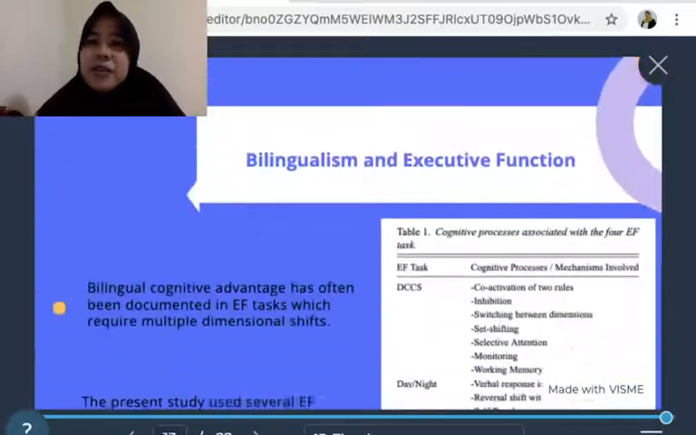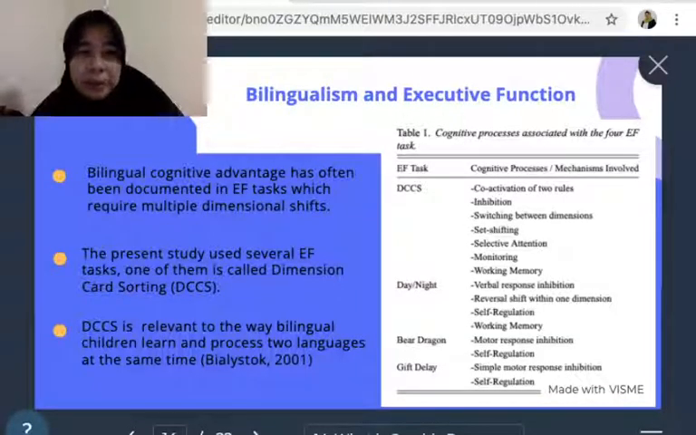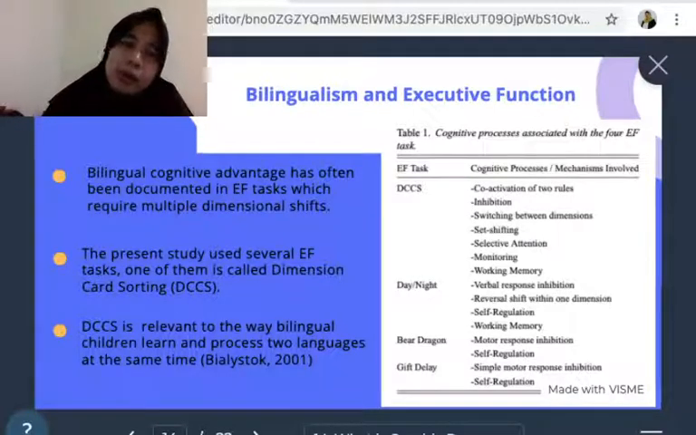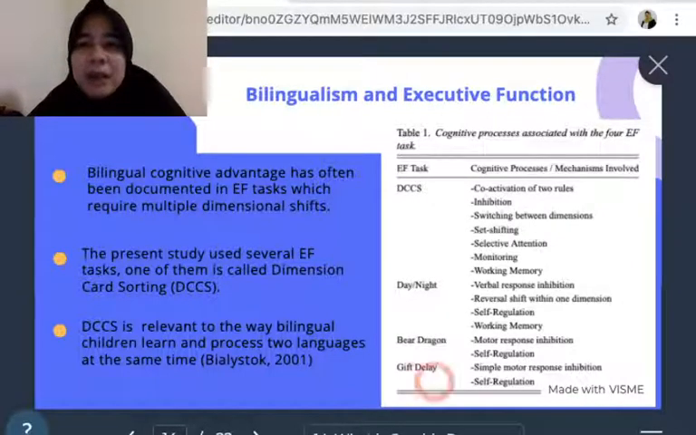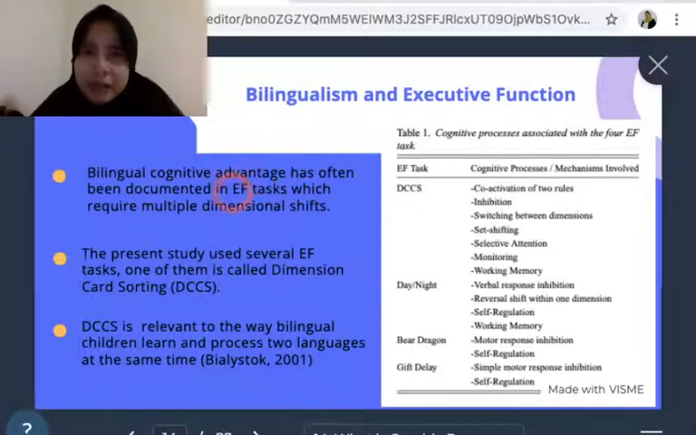Okay, now let's move on to bilingualism and executive functions. Actually, the authors want to relate executive functions and bilingualism. Is there any effect on cognitive development or cognitive processes between bilingual speakers and executive functions? The authors seek the answer in several EF tasks, which require multiple dimensional shifts.